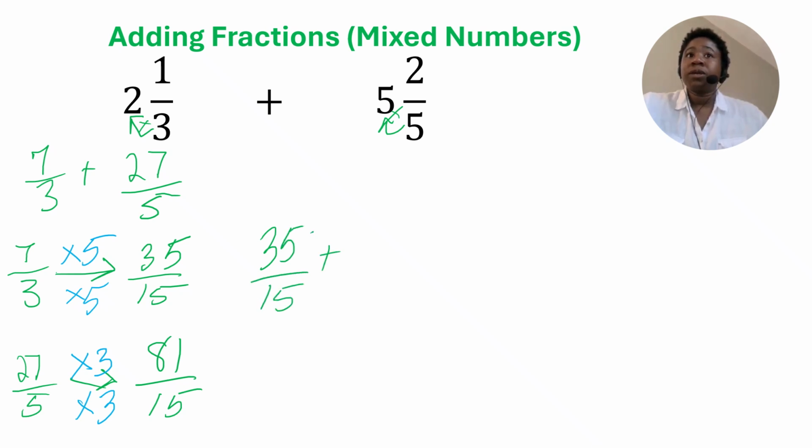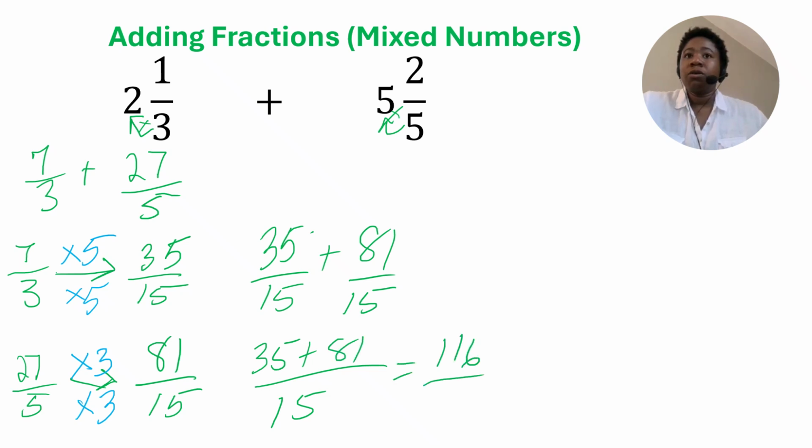35 over 15 plus 81 over 15 becomes, we'll extend the fraction bar, 35 plus 81 is 116 over 15. So this is correct. It's an improper fraction.